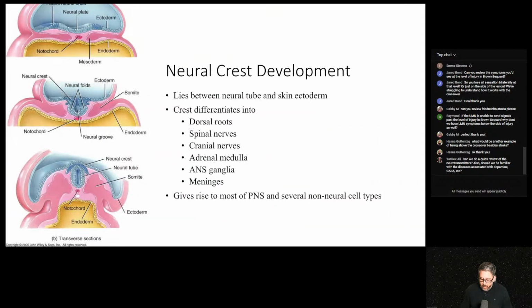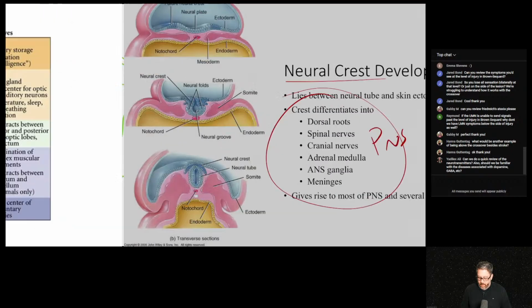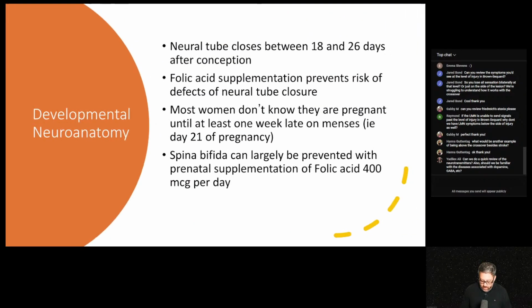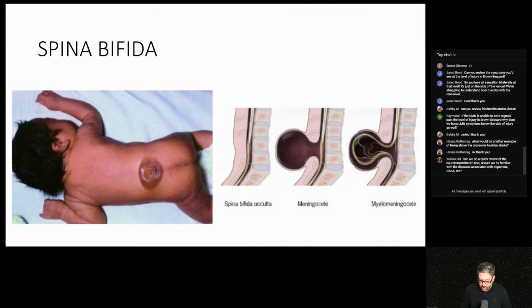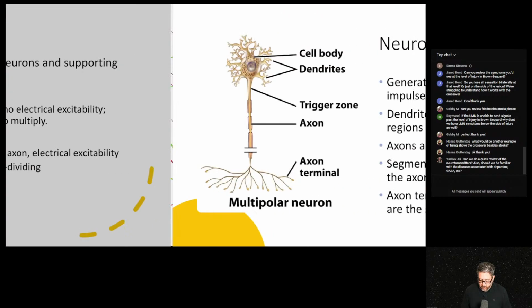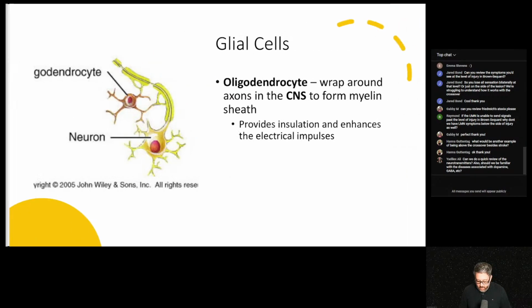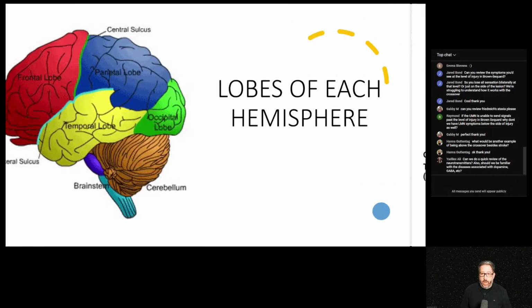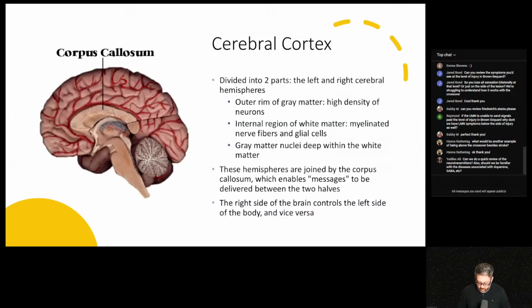Same thing there. Make sure you know all the neural crest, what the crest differentiates into, all the PNS, and the tube is all your CNS. So make sure you remember those things. Here's your spina bifida. Make sure you remember your folic acid, the different cells, and what they do. Again, should be repeat parts of the brain. So make sure you remember.